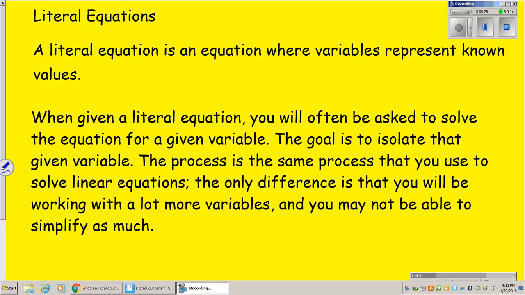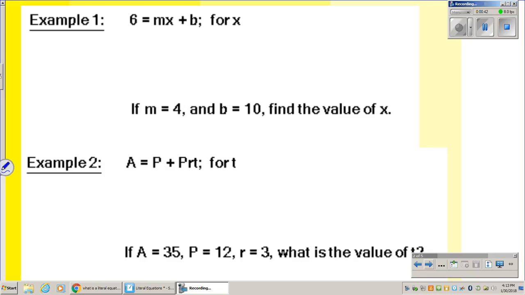The only difference you're going to see is that you will be working with a lot more variables and you may not be able to simplify as much. Okay, let's take a look at some examples. Example 1. We're given the equation 6 equals mx plus b, and we're asked to solve the equation for x.